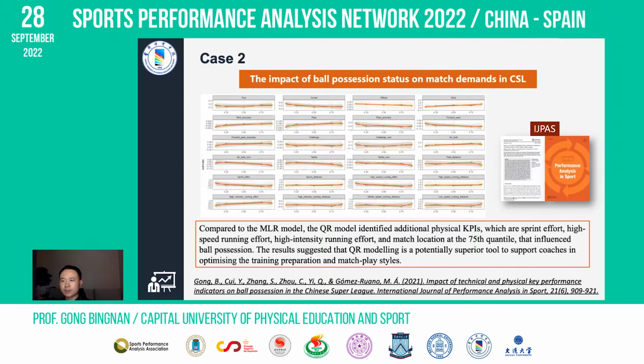So we found that the technical physical KPIs are related to the match demands under different ball possession status. Compared to the MLR model, the QR model identified additional physical KPIs, which are sprint effort, high-speed running effort, high-intensity running effort, and match location at the 75th quintile, which influenced ball possession. The result suggests that QR modeling is a potential superior tool to support coaches in optimizing their training preparation and match play styles.